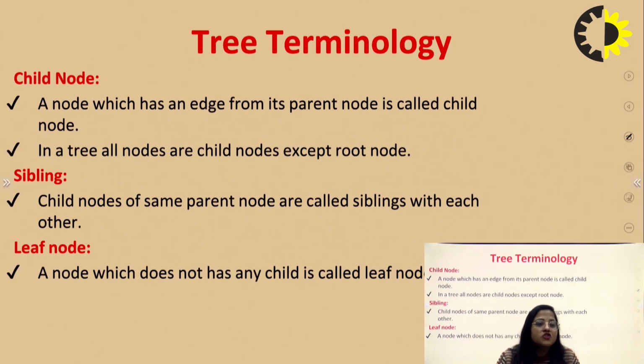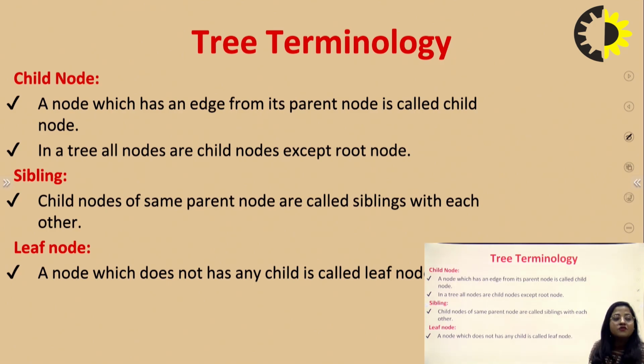First one is the child node. A node which has an edge from its parent node is called a child node. In a tree, all nodes are child nodes except the root node. Now comes the second point, sibling: child nodes of the same parent node are called siblings of each other.